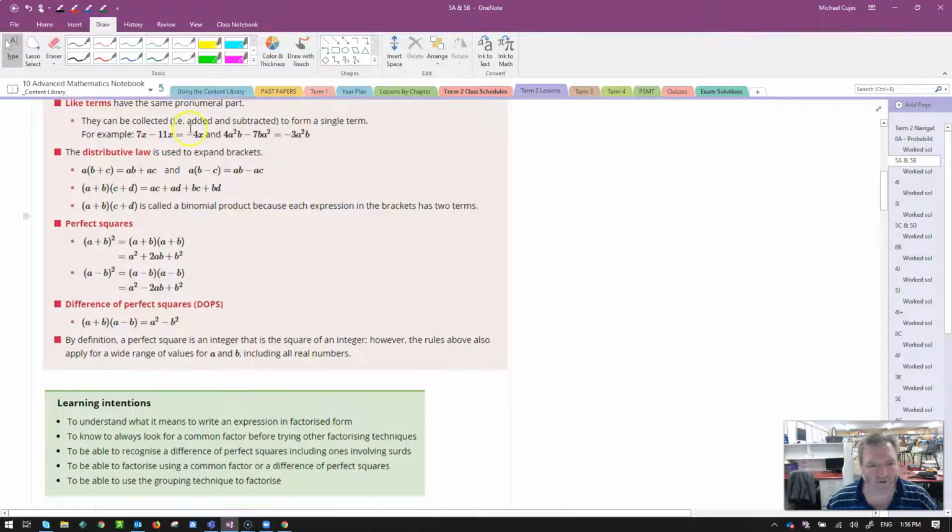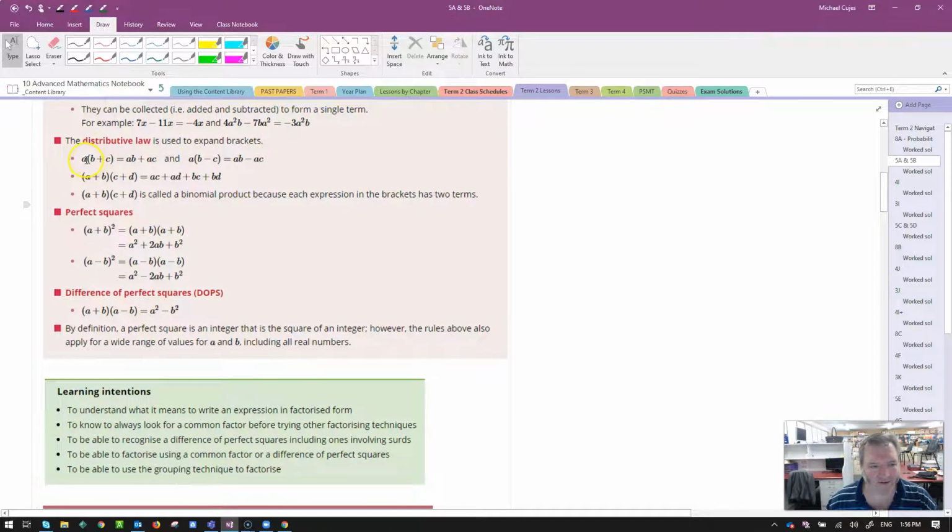The distributive law, we know how to do that. Everything in front of the bracket multiplies everything inside the bracket. When you have two brackets, make sure that each term in the first bracket multiplies each term in the second bracket. Remember, they are binomial products. Binomial, two names or two terms. That's where that comes from.